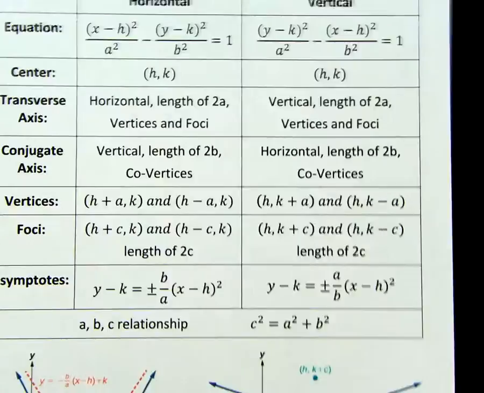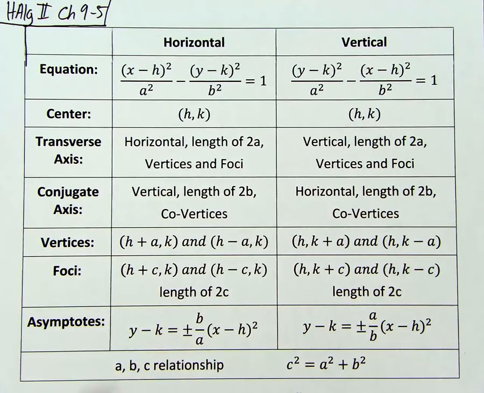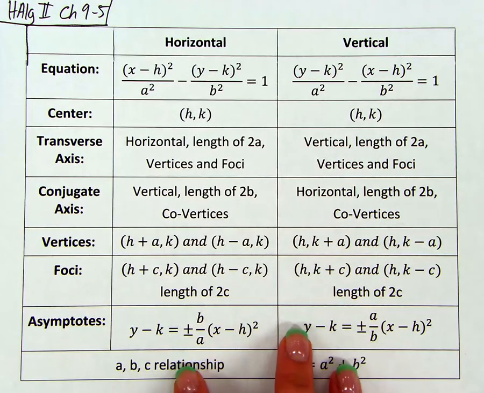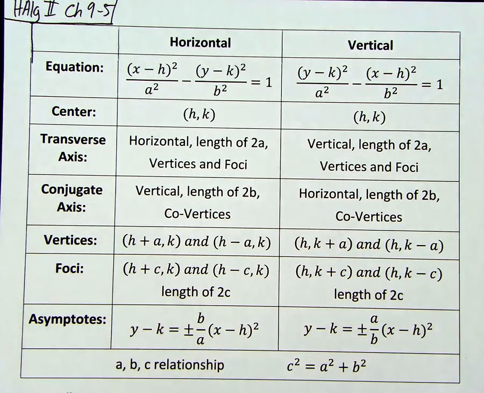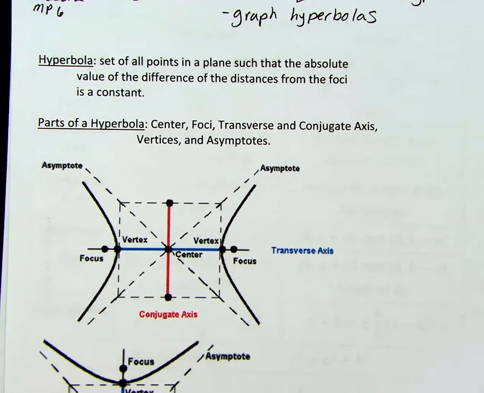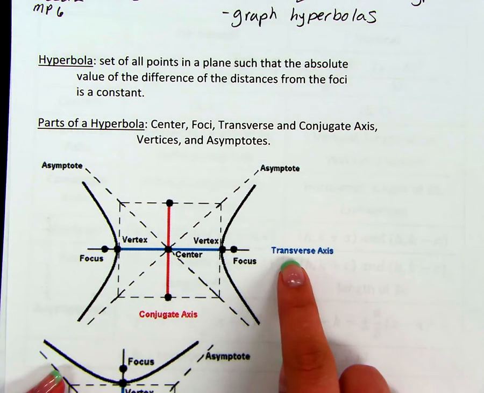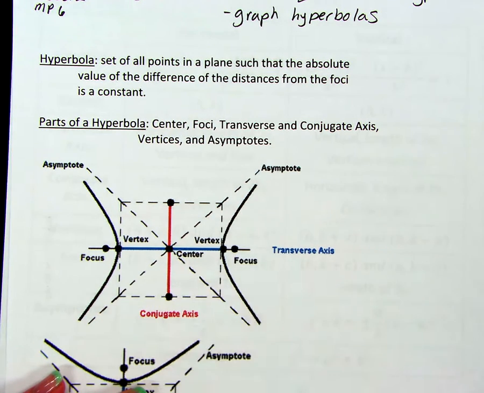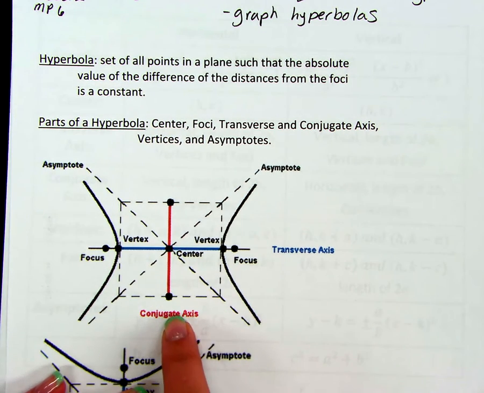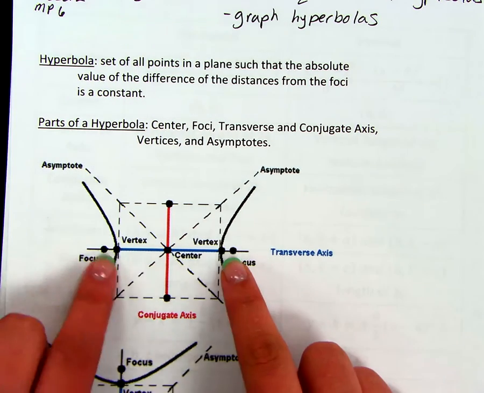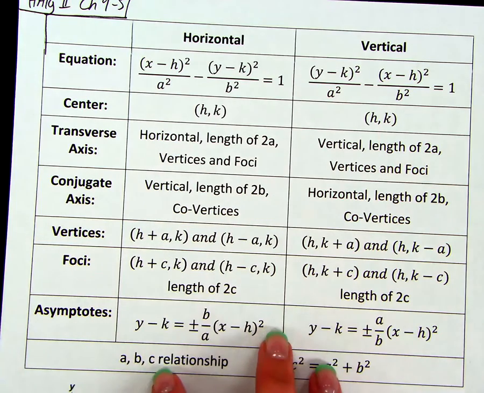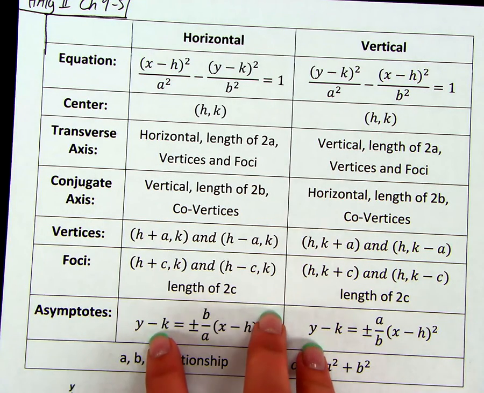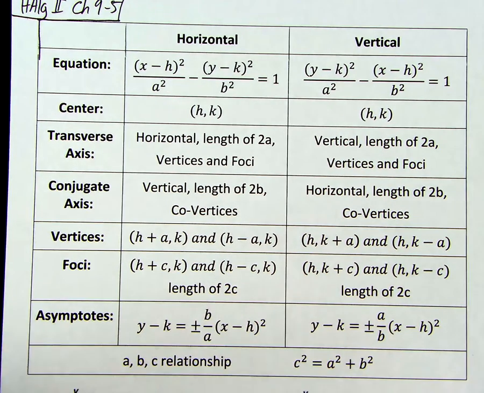For all the equations, that information is right here. Again, this is not something that we should be memorizing. It's more important to understand the parts on the picture. The transverse axis always connects the vertices together, and conjugate means opposite, so it's the opposite direction. Again, the distance from the center to the focus is your C value. These are the formulas for finding all of that, but don't memorize them. We just want to know how to apply the pieces.